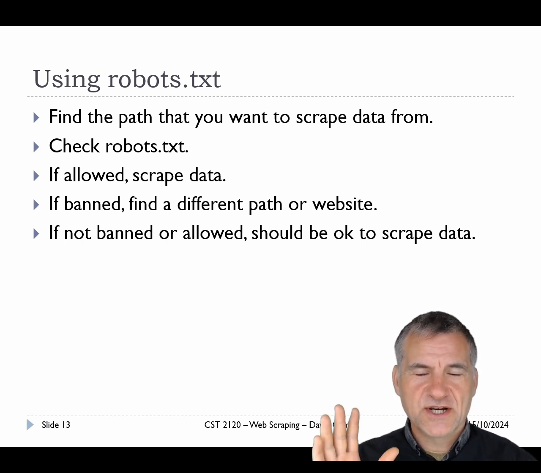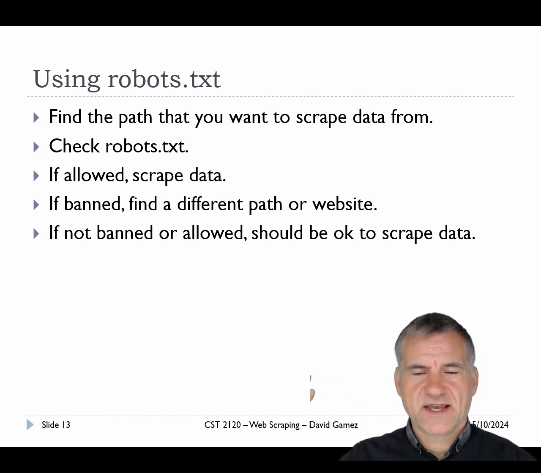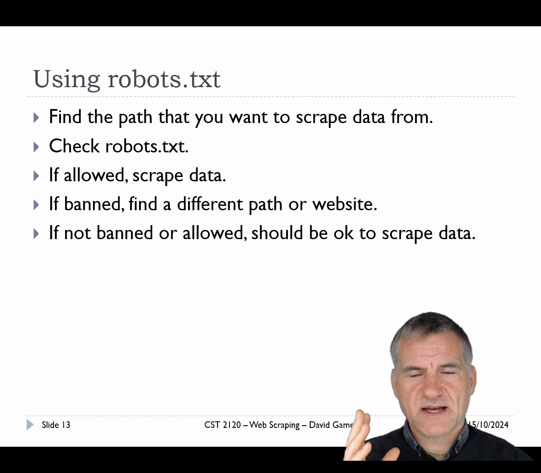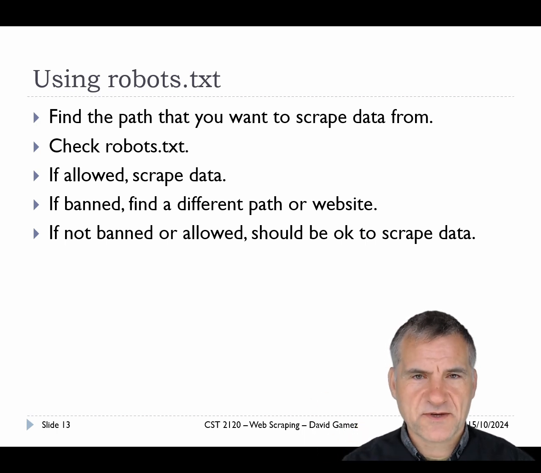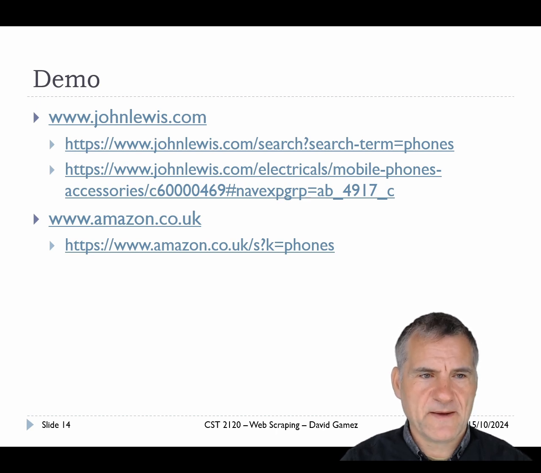You can't necessarily cache search results, whereas if it's on the browse path, those are cached, they're on a content delivery network. They don't really care if you scrape them or not. So it varies with websites, but sometimes search is banned, but browse is not. Not true of Amazon because they've got very efficient search, but true of John Lewis, as I'll show you.